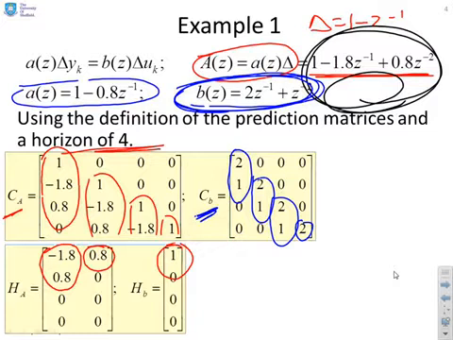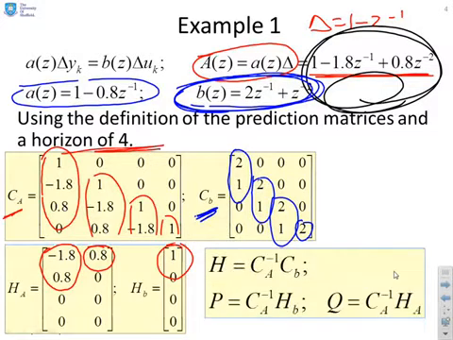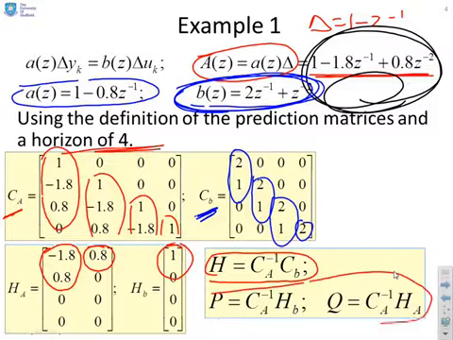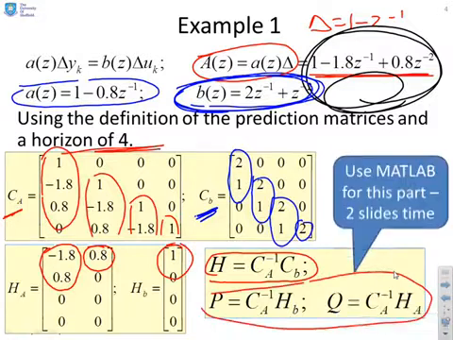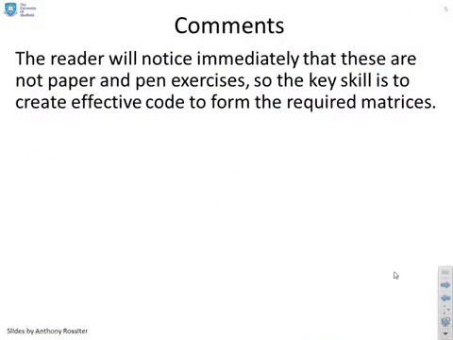Hopefully you can see it's very easy to generate these matrices, and if you needed to do it with code, that would be equally trivial. Now the definition of H, CA inverse CB, I can just write that down by inspection with any decent software, and similarly for the definition of P and Q. And we'll show this in MATLAB in a few slides' time. Now some comments.